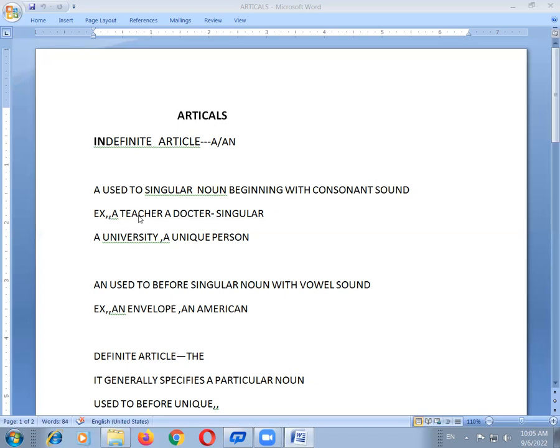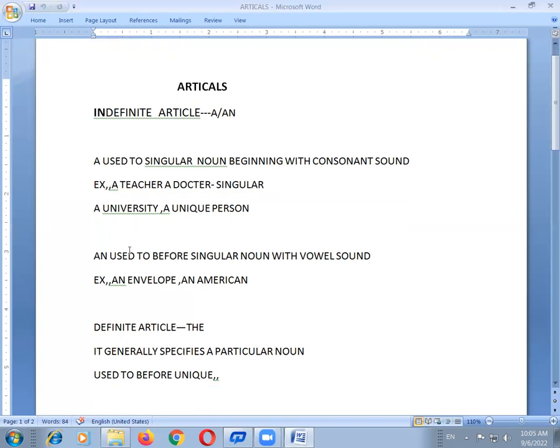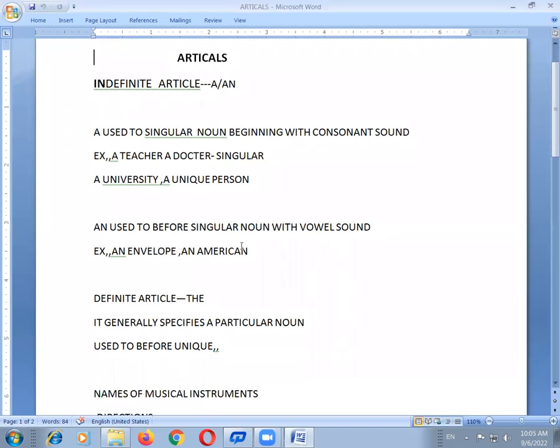For example, a teacher, a doctor. These are singular nouns. Okay, a university, a unique person. According to our pronunciation, university is not a vowel sound, it is pronounced 'yu'. Next one, use an before a singular noun with a vowel sound. So an envelope, an American.